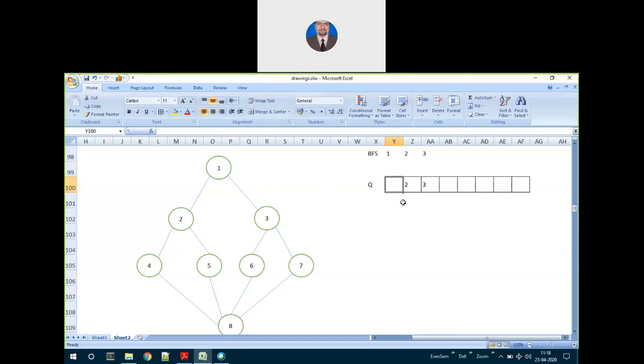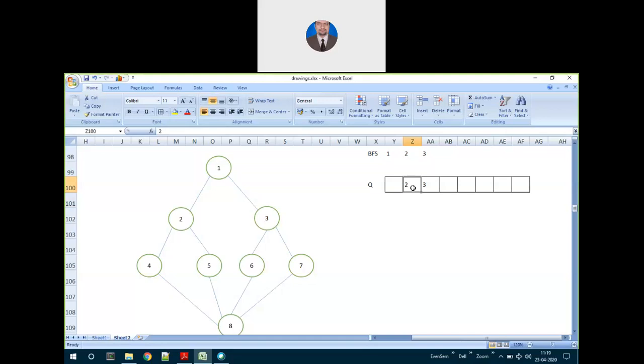Now at this stage, vertex 1 is explored, and the newly visited vertices are 2 and 3. Among these 2 and 3, which one should I explore first? The concept is queue: first come, first served. Which of the two entered first? That is vertex 2. So first I should be exploring 2.